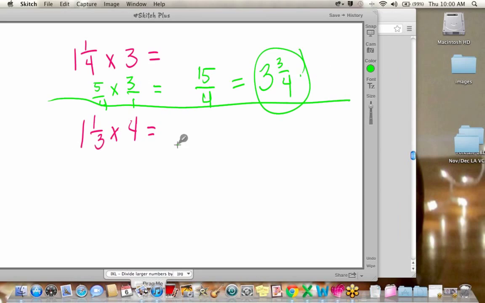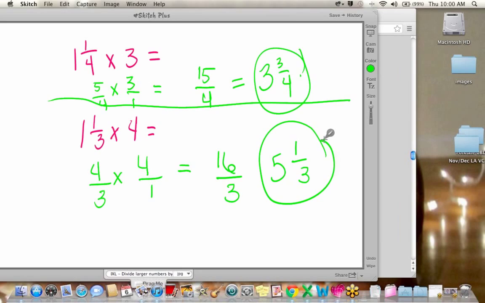I'm going to add this up to whatever I get down here. So let's change this into an improper fraction. So 3 times 1 is 3 plus 1 is 4. So 4/3 times, and I'll just say 4/1. This is the same thing as saying 4, by the way. That becomes 16/3. How many groups of 3 fit into 16? 5. What's left? Because that's 15.